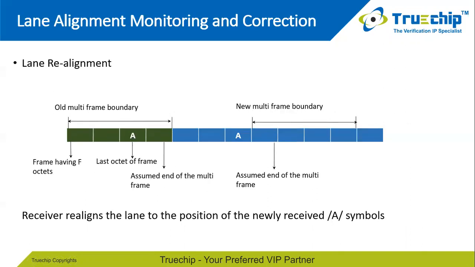There is another case where A characters are detected at unexpected positions. The expected position was the assumed end of a multi-frame. So this is a case of lane misalignment. Hence a lane realignment is performed, where the boundaries of the multi-frame are changed to the received A characters as shown in the figure.